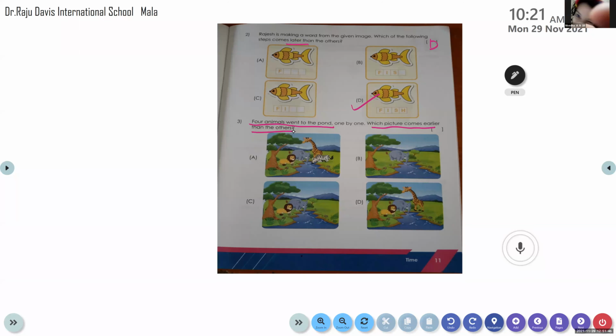Listen. Option B, you can see only elephant. Option C, it's elephant and lion. Option D, elephant, giraffe, lion. So which one is earlier than the others? Option B. The first animal which comes into the pond is option B. That means elephant. So you can put a tick mark for option B and write a capital letter B inside the bracket.